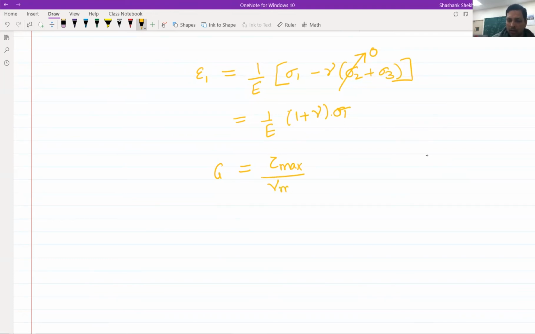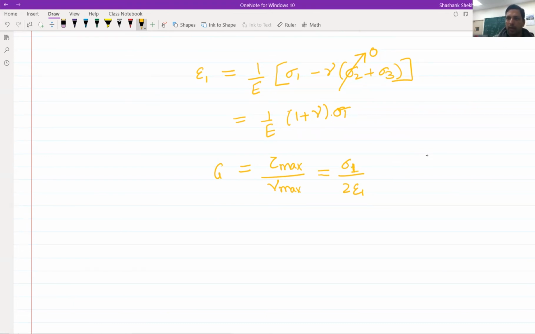by gamma max. But what is gamma max? Gamma max is nothing but 2 times epsilon 1, and tau max is nothing but sigma 1. So whatever relation we have derived is for the condition of pure shear, but then whatever the relation between G, E and nu is, it must be valid for all conditions.